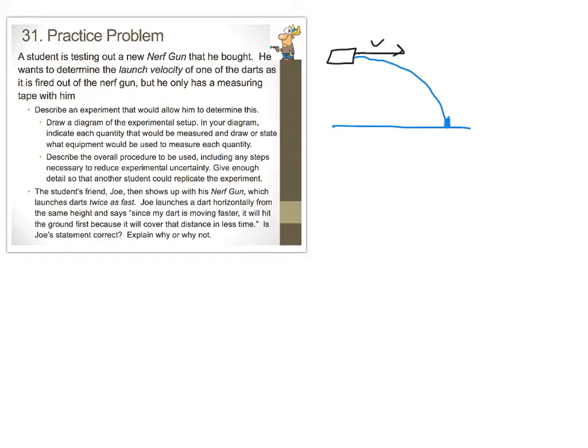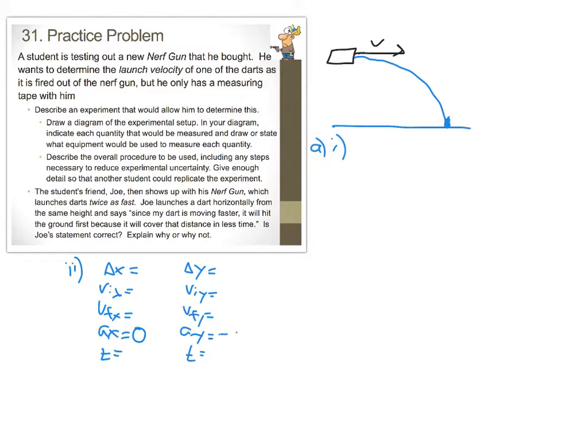Before I work through part 1 of A, I'm actually going to think about what my setup would be. And so this is basically going to be part 2 of A here. So thinking about that flight through the air, I know my x acceleration is 0, my y is going to be negative 9.8 meters per second squared. I'm launching it horizontally, so my initial y velocity is 0, and this is what I ultimately want to find.